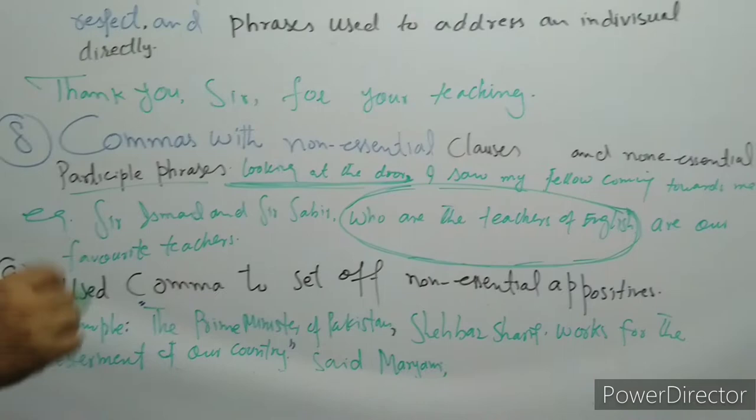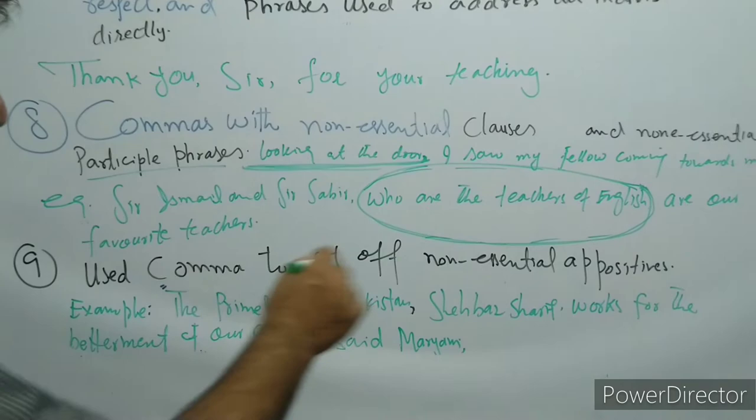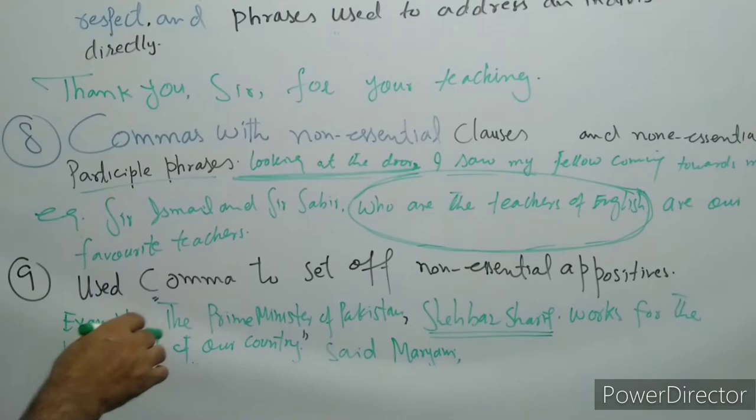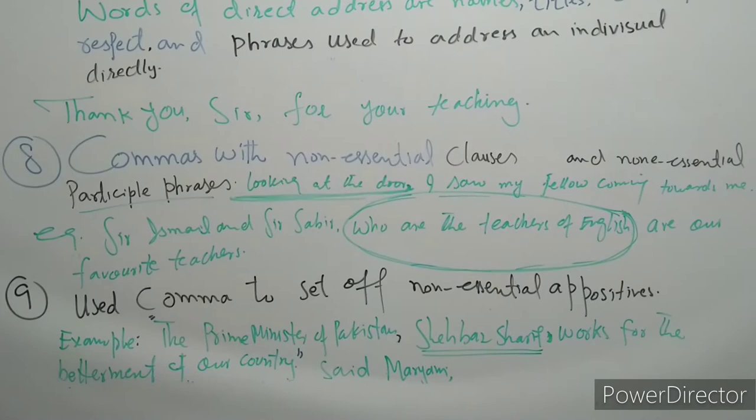The next point, which is very important: use comma to set up non-essential appositive. This is also information. Suppose the example: the Prime Minister of Pakistan, Shahbaz Sharif, works for the betterment of our country, said Maryam. So this is an appositive, because this is informational or explanatory noun. One of the functions of a noun is appositive.